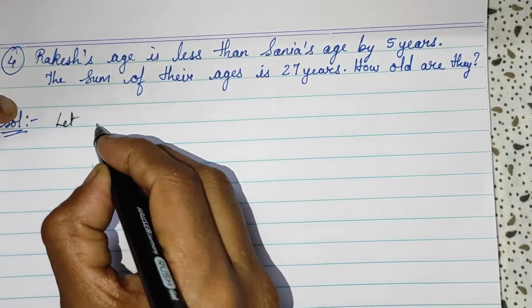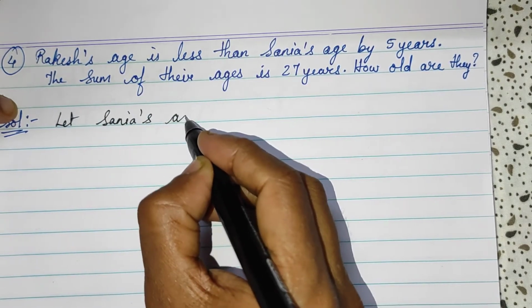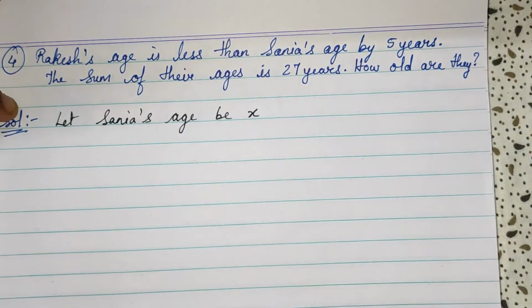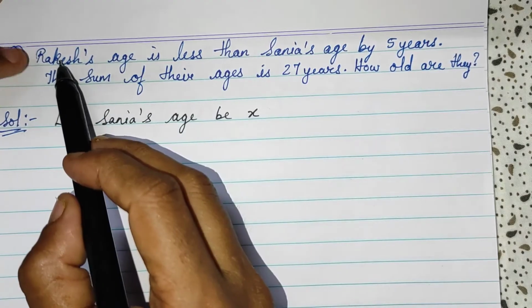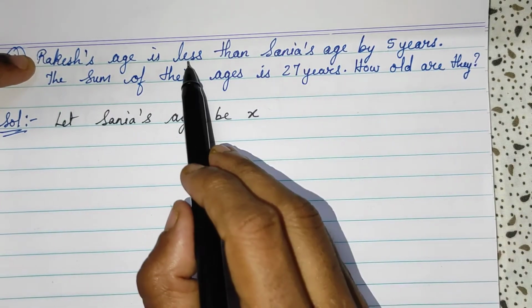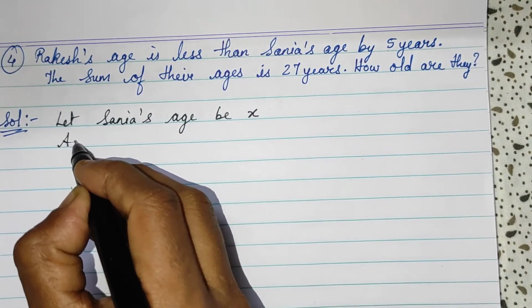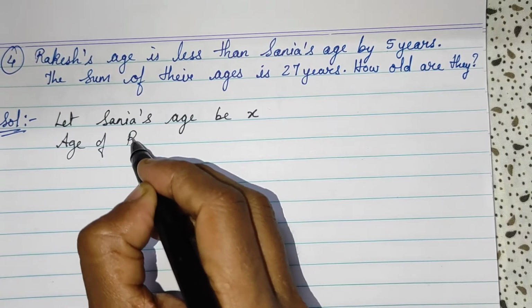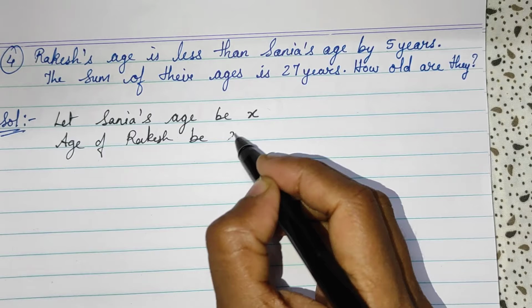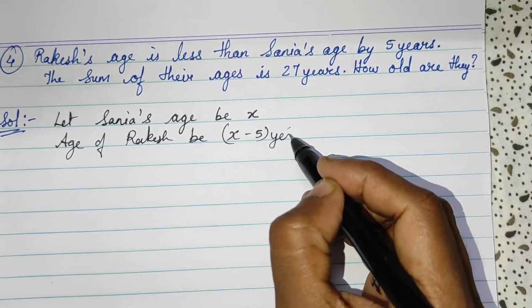So let Sania's age be x. Why? Because we don't know anything about Sania. But we know that Rakesh is 5 years less, means younger. So age of Rakesh be x minus 5. Okay, x minus 5.